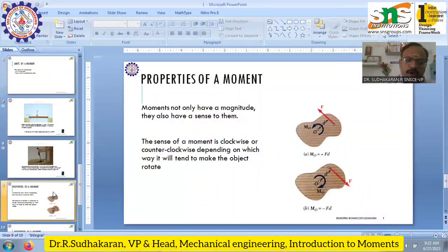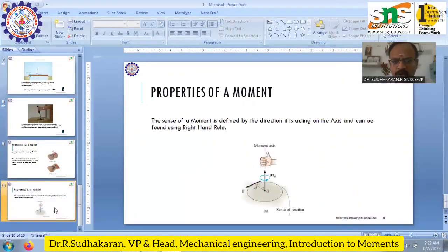Properties of a moment. What are the properties of the moment? Moments not only have magnitude, but they also have a sense. Sense means whether the rotational tendency is clockwise or counterclockwise, depending on the way it will tend to make the object rotate. The sense of the moment is defined by its direction along the axis and can be found using the right hand rule. Usually a clockwise moment is considered negative and an anti-clockwise moment is considered positive.